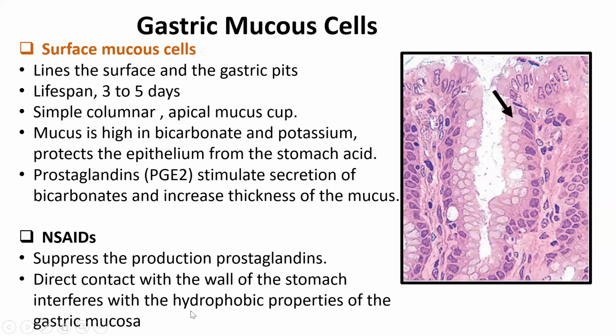And it's also the direct contact with the wall of the stomach that interferes with the hydrophobic properties of the gastric mucosa. The gastric mucosa has the ability to hate water, to repel water. But when you use these drugs, it actually cuts this. So it actually increases the chances of the stomach being broken by the aspirin.